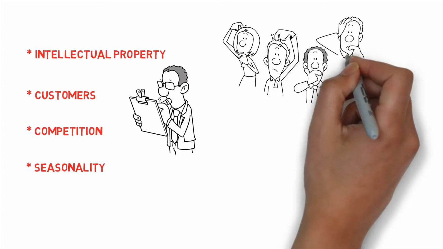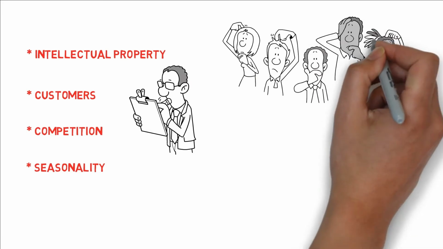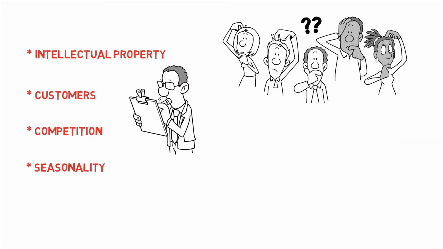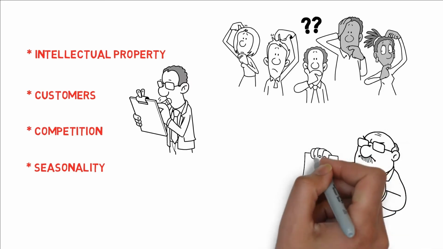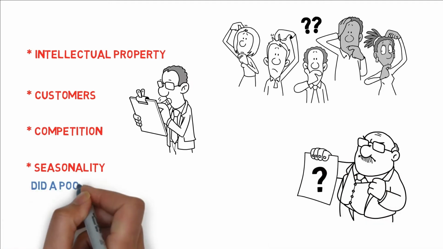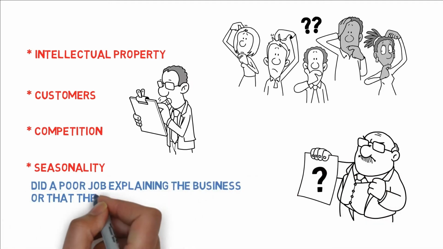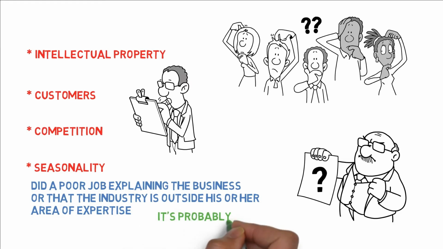It does, however, provide enough information for most people to decide whether to end the process and move on to something else or continue. If an investor finishes the business summary with a lot of questions about how the company works, it could either mean that management did a poor job explaining the business or that the industry is outside their area of expertise. In either case, it's probably best to look for a new company.